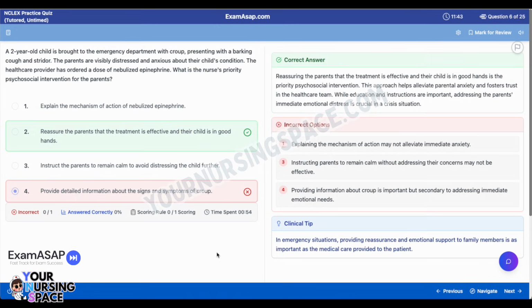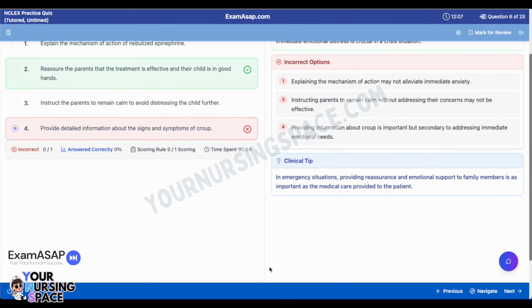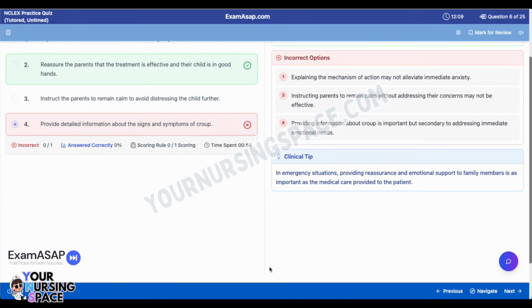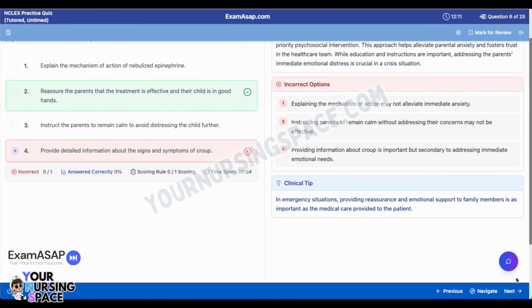Distractor rationales. A. Explaining the mechanism of action may not alleviate immediate anxiety. C. Instructing parents to remain calm without addressing their concerns may not be effective. D. Providing information about croup is important, but secondary to addressing immediate emotional needs. Clinical tip: in emergency situations, providing reassurance and emotional support to family members is as important as the medical care provided to the patient.